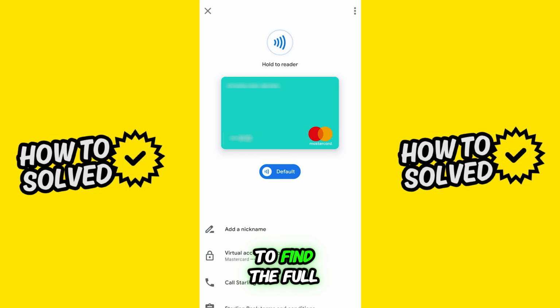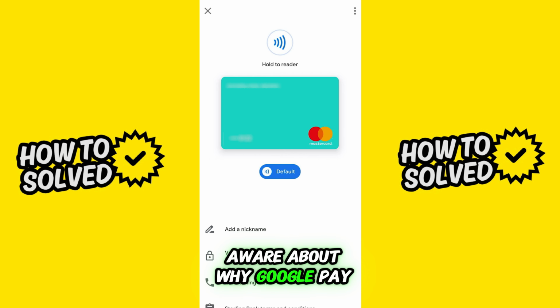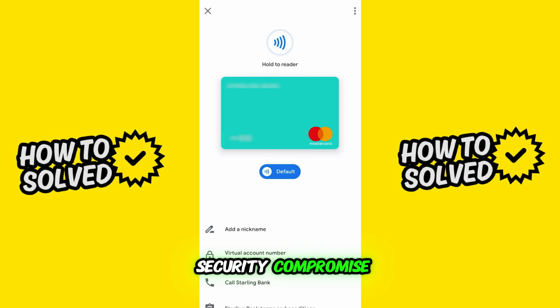You will not be able to find the full 16-digit card number if this is a usual debit or credit card. The purpose of this video is not to spread misinformation, but to let people be aware about why Google Pay and other such services do not allow users to see the full card number inside of their apps, and why it is a security compromise.